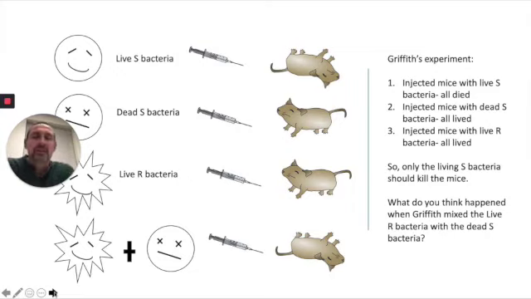So he concluded that there was something in the dead S bacteria that could affect the live R bacteria. But what was it? Was it a protein? Was it DNA? What was it?